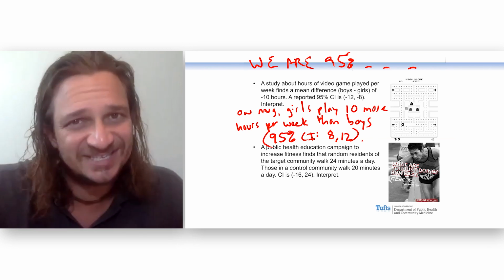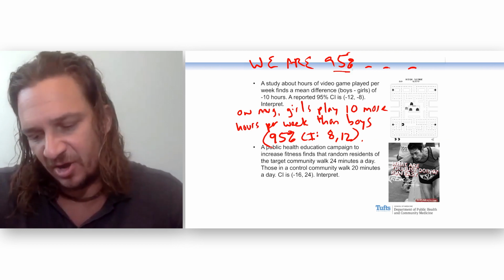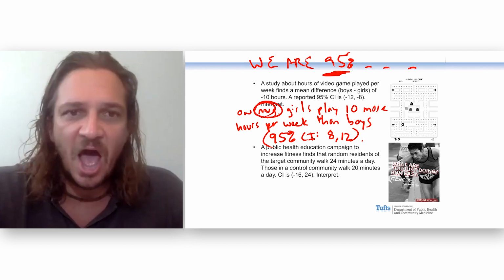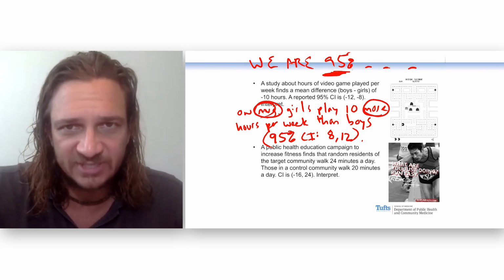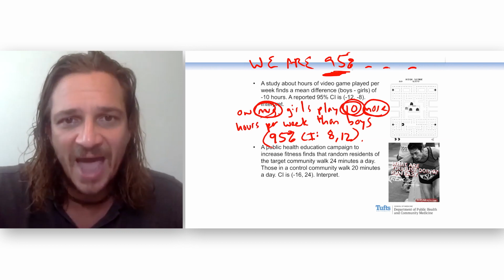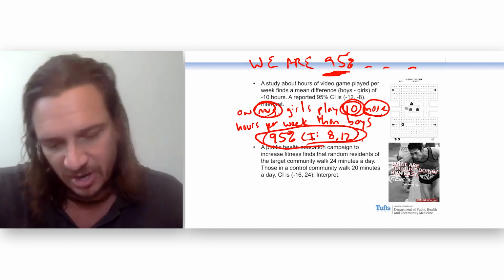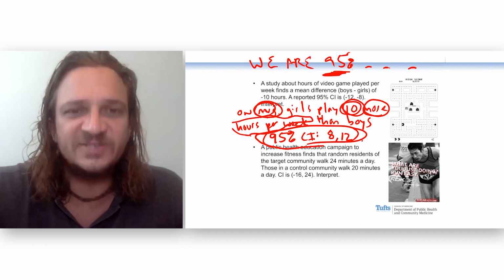So the construction of this sentence is a little different than the one we did before, but just make sure that all the elements are there. You have your 95% confidence. You're saying on the average. You're saying who is more, girls or boys? That's the directionality. You're saying how much more? That's the magnitude. And then you're giving your confidence interval here. And then you have your units, hours per week. All right, let's look at this last one.